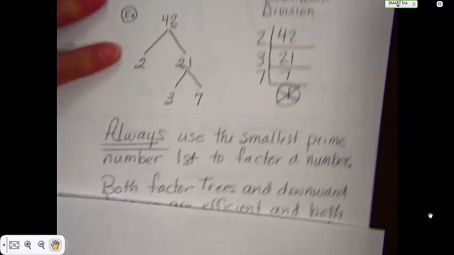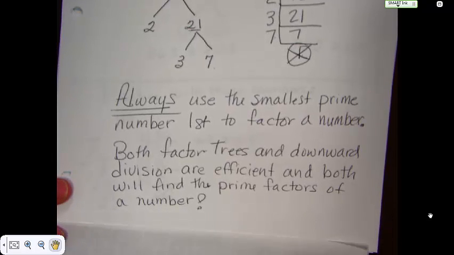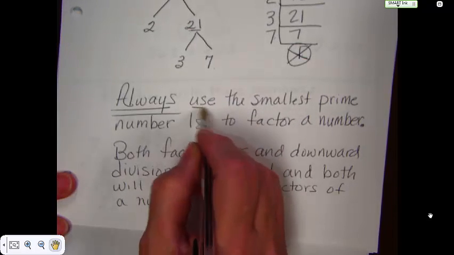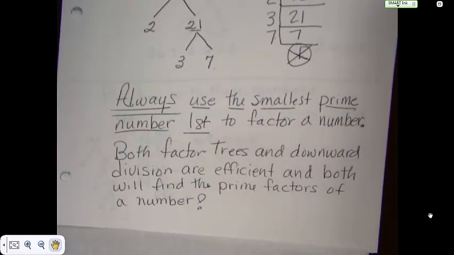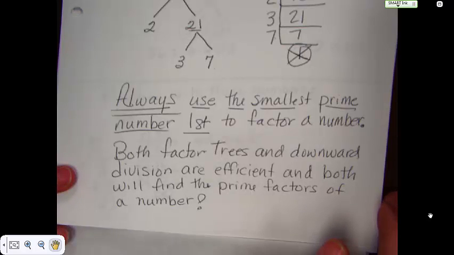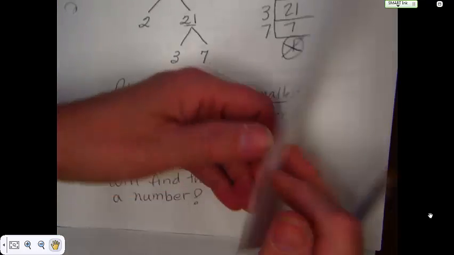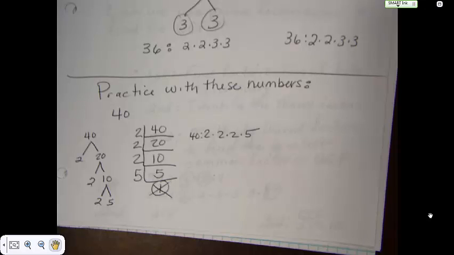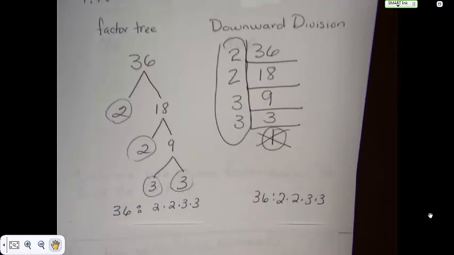So when you are doing factor trees or downward division, you should always use the smallest prime number first to factor it. Both factor trees and downward division are efficient, and both will find the prime factors of a number. They both work very well. All right, I'm just going to show you quickly another set of factorization so you can see it. Proof that they both do the same job.